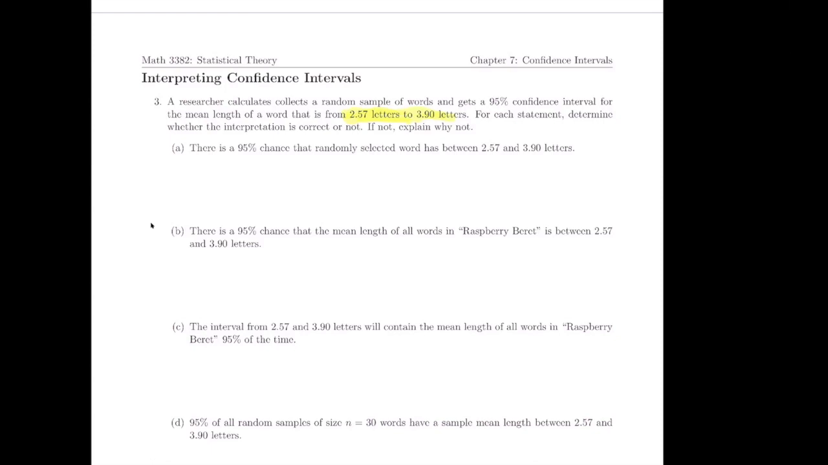And you have a homework question that is also pretty similar to this, that gives you several interpretations of confidence intervals. And you've got to make sure which of them seem reasonable. So this is good practice for the homework.